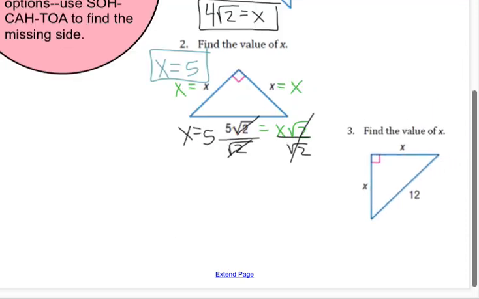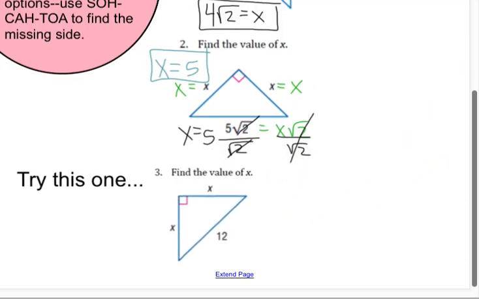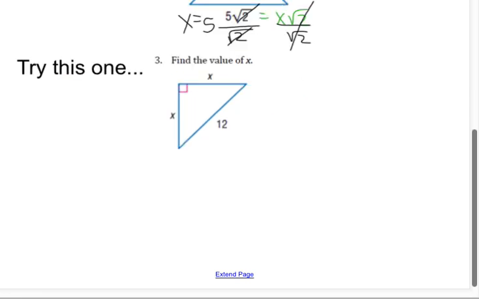Let's go ahead and try this one, example 3. It says find the value of x again. Well, my legs are equal to x, and my hypotenuse is equal to x square root of 2. So same idea as before, I need to solve for x. In order to do that, I would divide both sides by square root of 2. Okay, so x is equal to 12 over the square root of 2.